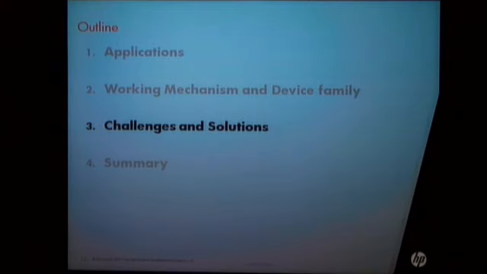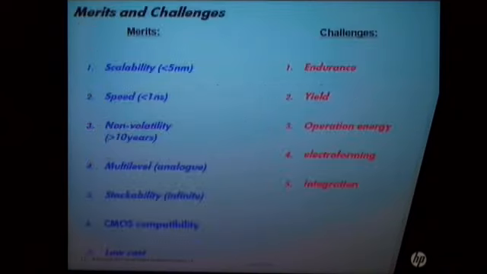Okay, now I'm going to focus on the challenges and solutions. Traditionally, these kinds of devices are very strong in this list. They have great scalability, very fast switching speed, non-volatility, and potential for multi-level cell, and can be stacked up for many, many layers, giving us a very dense 3D structure, and they have great CMOS compatibility and low cost.